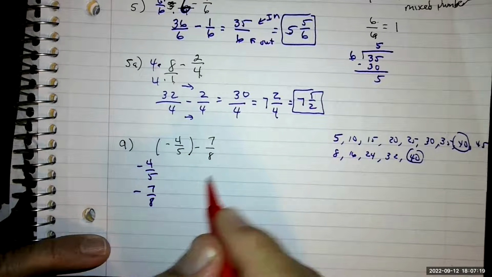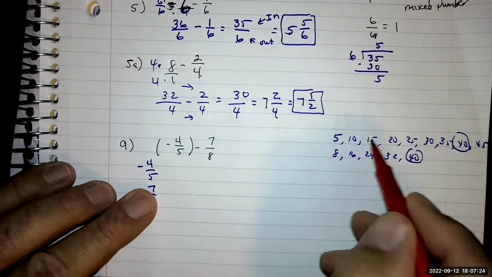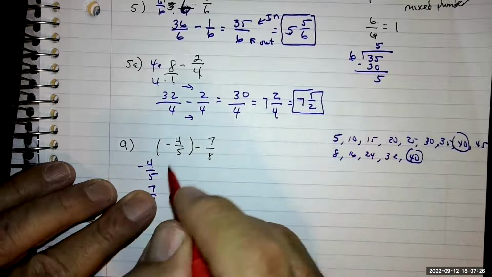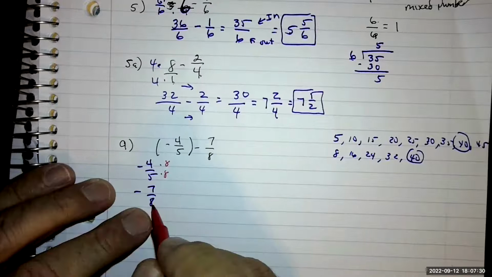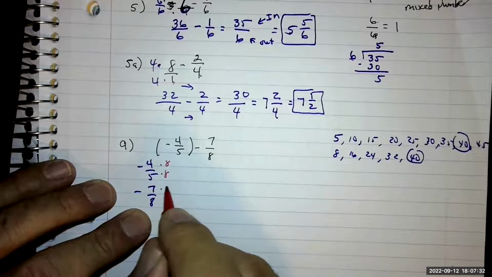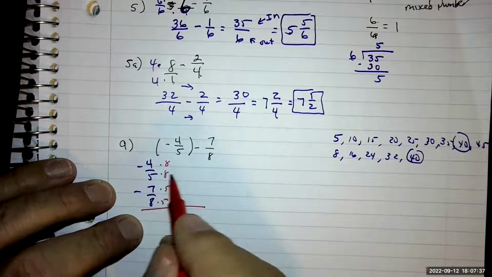All right, so look at here, my 5. If I'm going to make this a 40, I go 1, 2, 3, 4, 5, 6, 7, 8. So I multiply the top and the bottom by this 8. The 8, 1, 2, 3, 4, 5. So I multiply the top by 5 and the bottom by 5. Now I multiply straight across.